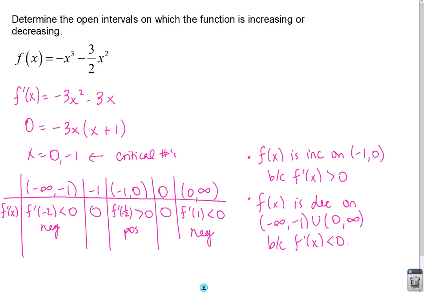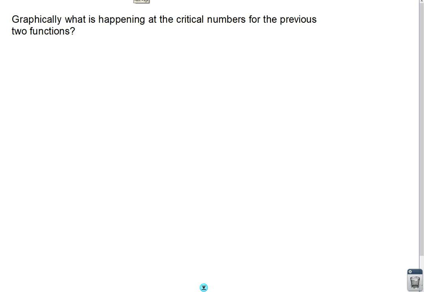See what happened here. Okay, so graphically, what is happening at the critical numbers for the previous 2 functions? And the critical numbers, remember, that's where f prime of x, for all the 2 functions we just did, we only had the situation where f prime of x was equal to 0. Remember, critical numbers is where f prime of x is equal to 0, or technically it's also where f prime of x does not exist. We just didn't have that situation for the last 2 functions. The only situation we had for the last 2 functions was this guy right here, that f prime of x is equal to 0. Okay, so graphically, what's happening? Think about it. Pause the video, write some stuff down, come back and check.